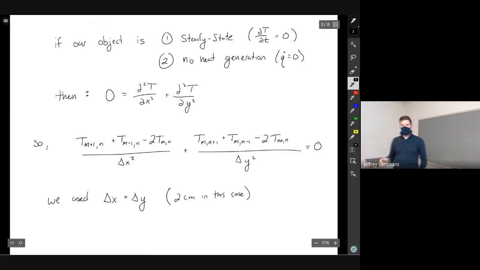This could be 2 microns, it could be 3 nanometers. It could be whatever dimension you happen to choose. It's just whatever grid you decide to put on your object. But if you choose it the same in both directions, then everything is on a common denominator. So we could multiply both sides of the equation by, say, 2 centimeters squared. That's going to cancel out the delta x squared and the delta y squared, and it will get killed off by the 0.